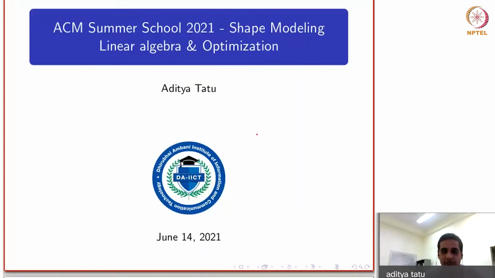Once again, before we begin, I must tell you, this module is meant as a refresher. I'm not going to teach you linear algebra. I'm not going to teach you optimization. That is something we have assumed. But if things are not clear, I'm not going to prove them here.